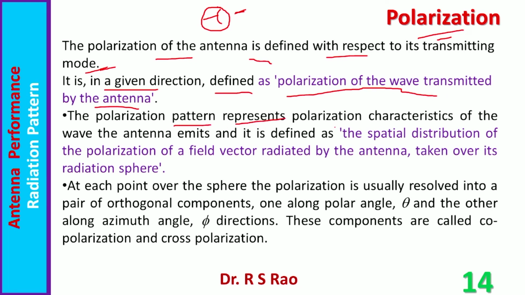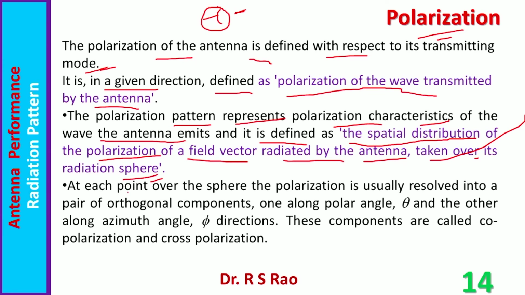Polarization pattern represents polarization characteristics of the wave the antenna emits, and it is defined as the spatial distribution of the polarization of a field vector radiated by the antenna taken over its radiation sphere. At each point over the sphere, the polarization is usually resolved into a pair of orthogonal components, one along the polar angle theta and the other along the azimuth angle phi directions. These components are called copolarization and cross-polarization.